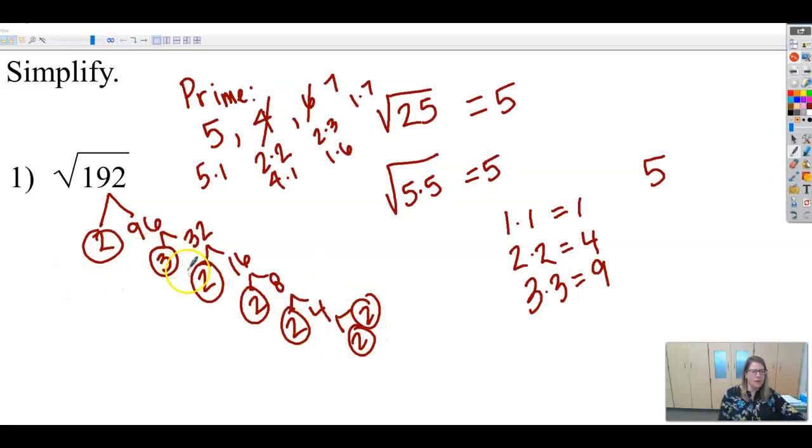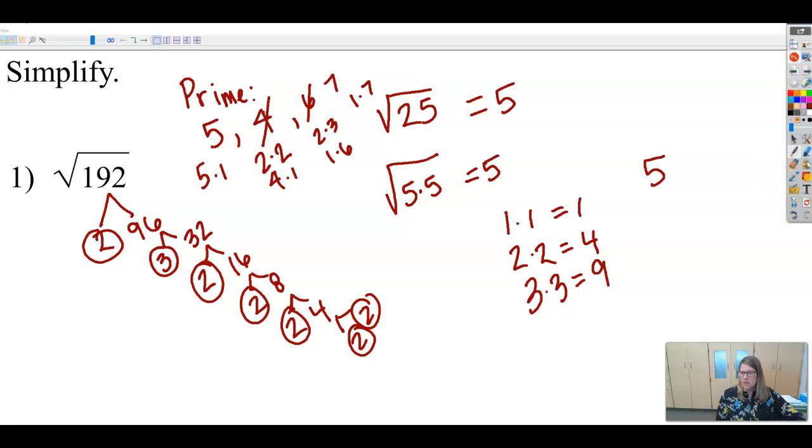Now if I were to multiply all of these prime numbers back together, I would get 192, right? So I'm only looking at the prime numbers here. I'm not going to look at 96, 32, 16, 8, or 4. Okay? I'm only looking at the primes. And what I'm doing is I'm looking for pairs because I know that any two numbers inside of a radical or a square root is equal to one of them on the outside, right?